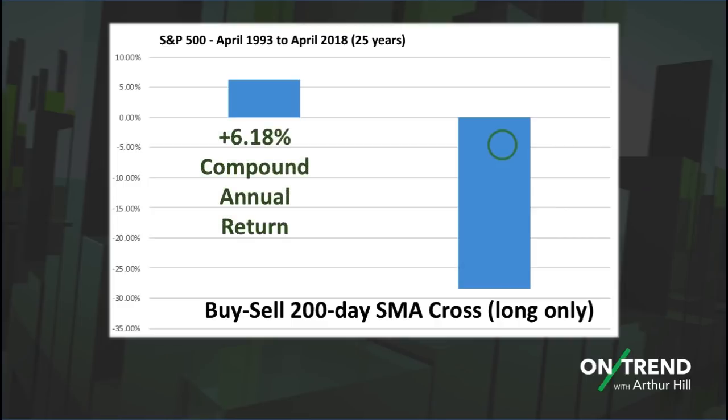So you would have had a 6.18% compound annual return. That is not as good as buy and hold. However, your maximum drawdown is under 30%. So instead of 50% drawdowns, you would have had a maximum drawdown under 30%. So it would have hurt a lot less during the bear market. Still would have hurt, definitely.